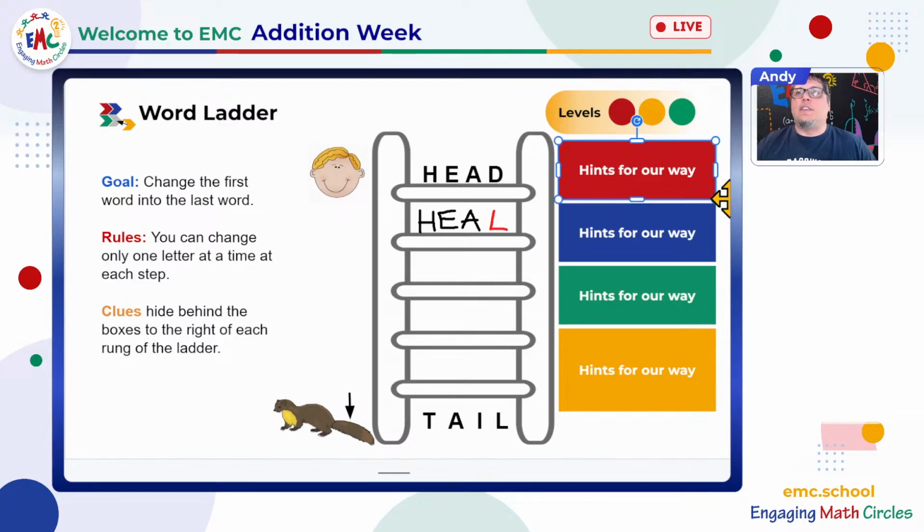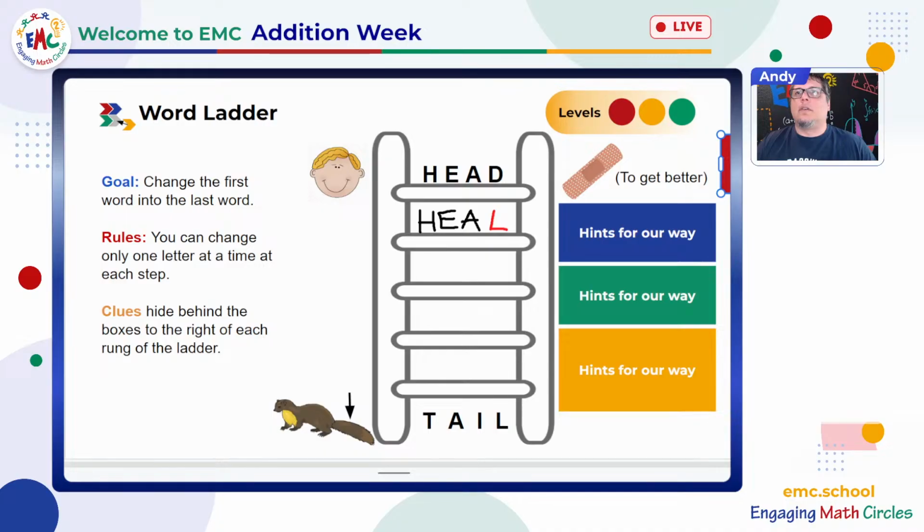Let's see if that's the same as our way. To get better. I think that is to heal. Great job. You've used our way. I predicted you were going to do that the whole time. Okay, let's change one letter from heel or tail to get closer to the other word. Let's turn tail into hail.